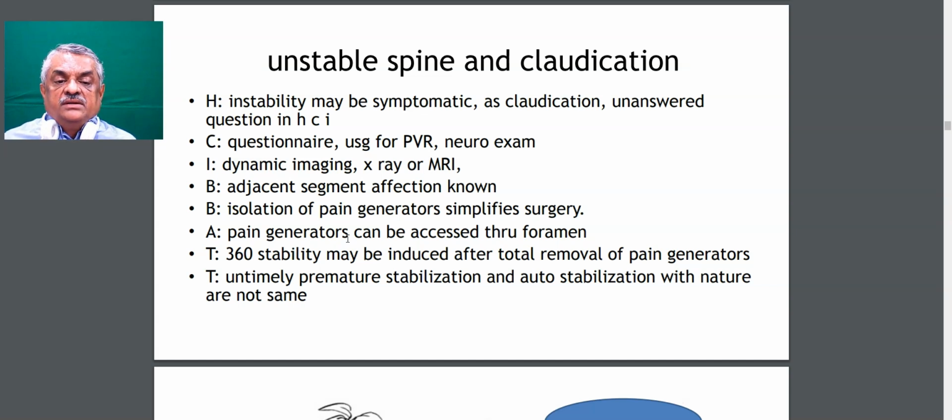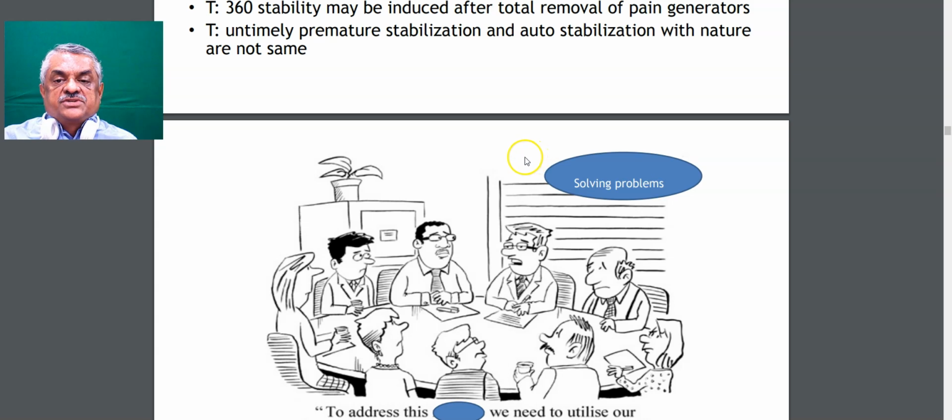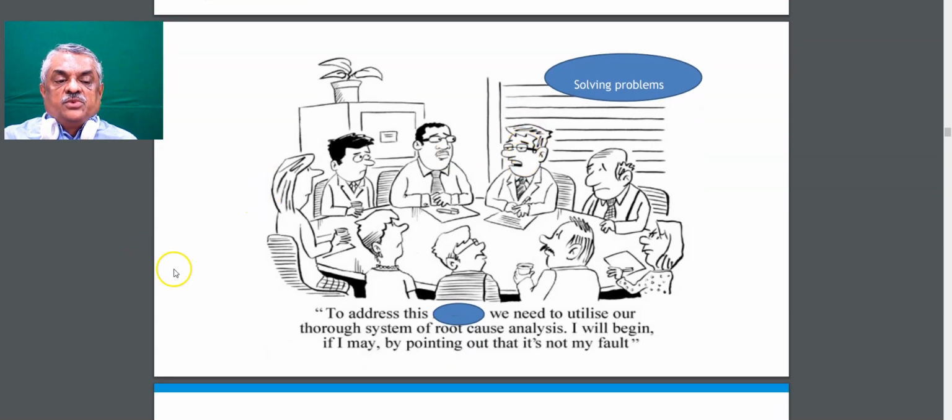We should avoid untimely premature stabilization, and we must remember that the stabilization which we do and which nature does is not the same. We should not equate the auto-stabilization with our induced stabilization. These are two different things. Now, based on this understanding, we will go in for the next stage of root cause analysis. And to put it in a lighter vein, to address this, solving the problems, we need to utilize our system of root cause analysis or our matrix.